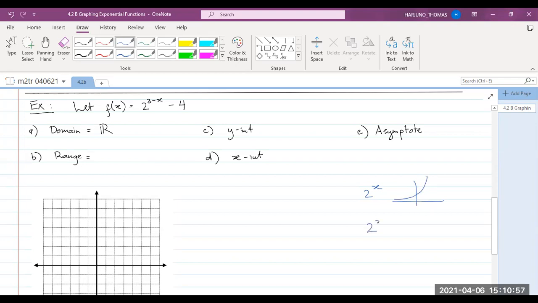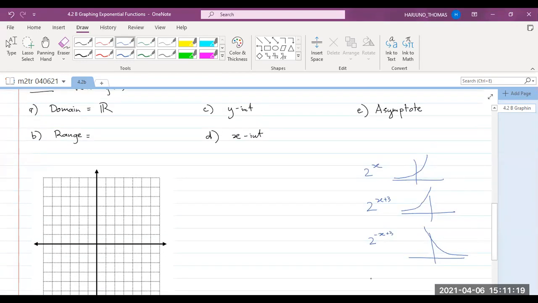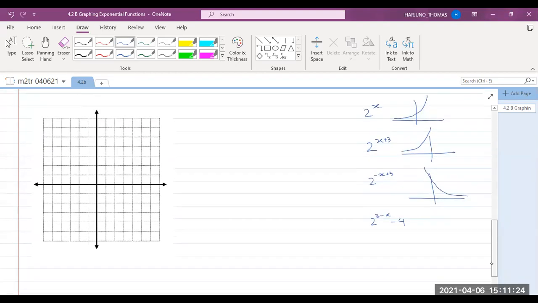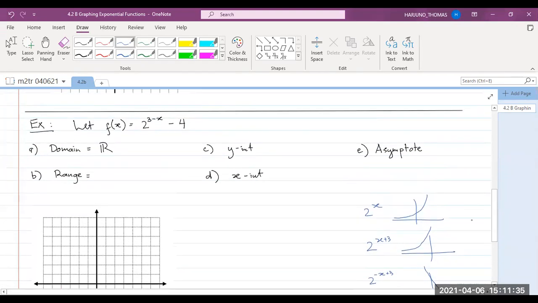For 2 to the x plus 3, you move 3 units to the left. The horizontal asymptote is still y equals 0. Replacing x by negative x is a reflection with respect to the y-axis. That will still be horizontal y equals 0. And then you drop down 4 units. Then the horizontal asymptote goes down by 4 units, right?